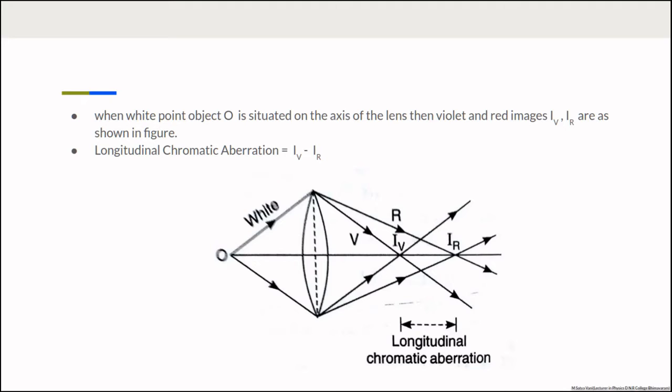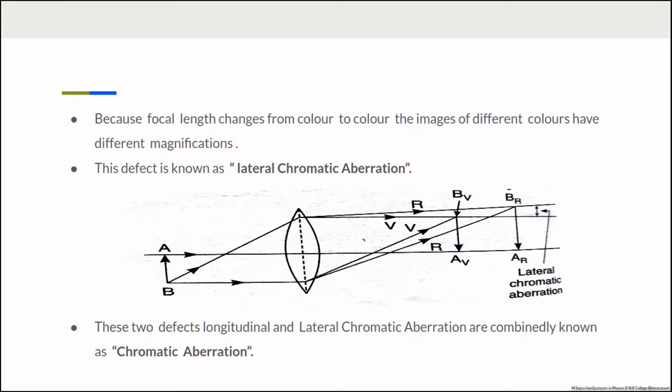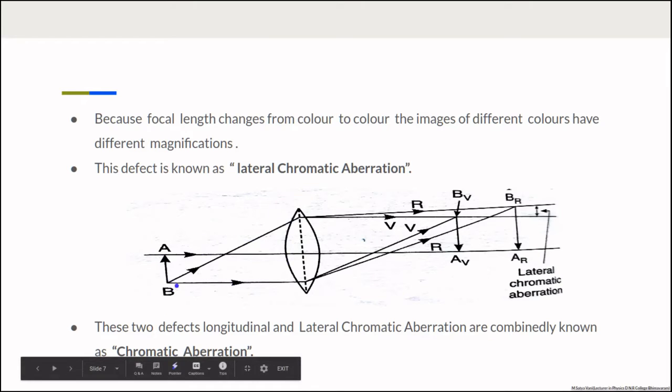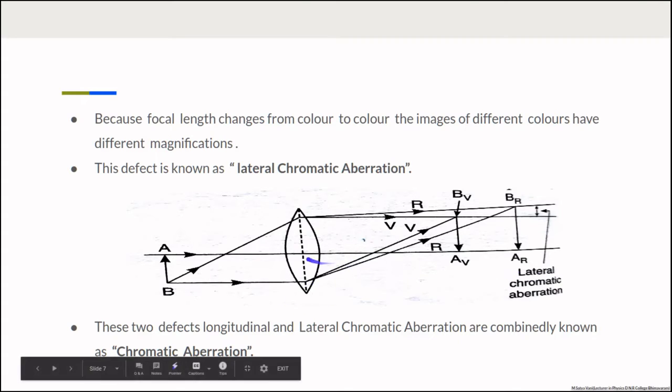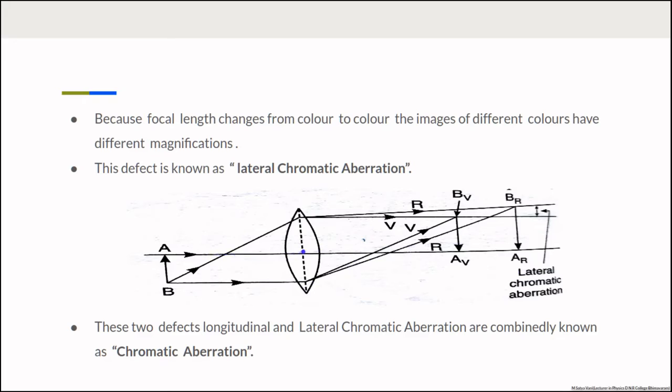The next one is lateral chromatic aberration. As this is the object AB, the light from the object is allowed to be incident on the convex lens. Then it undergoes dispersion and different colored images are produced. The distance of the violet image from the lens is this much, and the distance of the red image is greater than the distance of the violet image from the lens. That means the object distance is the same for all colors, but the image distance is different for different colors.